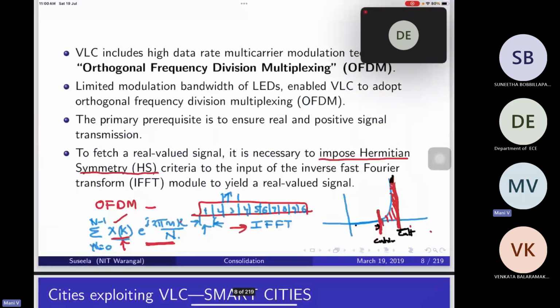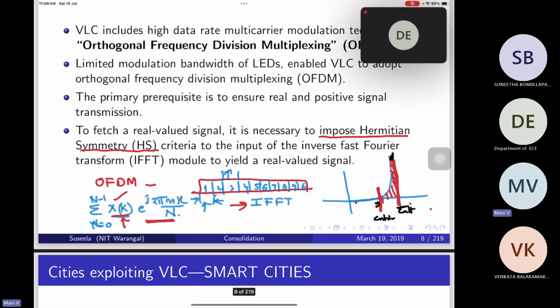Okay. Now come to orthogonal frequency division multiplexing. Why is it important in visible light communication? Because it has to be accommodated along with your 5G communication. The 5G is using OFDM. So in visible light also we want to achieve a high data rate, so we use this multi-carrier modulation. Now the limited modulation bandwidth of the LED is another problem. I want to use multi-carrier modulation using these devices.